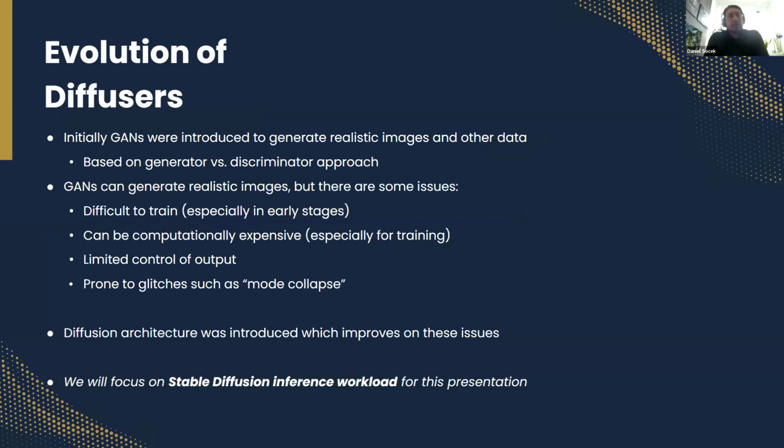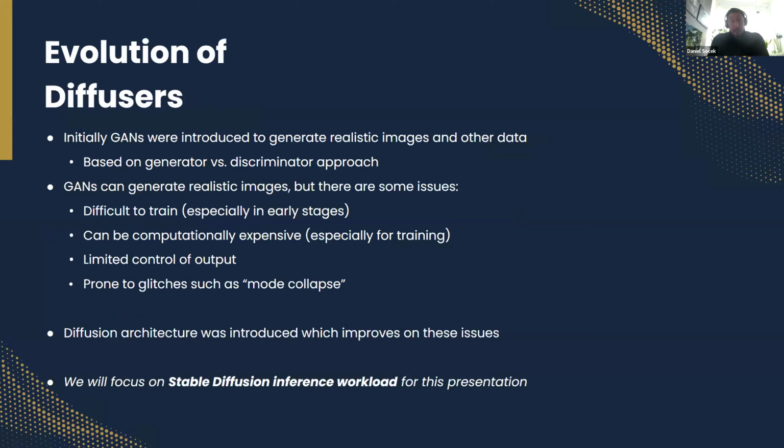Let's actually just take a step back and look at the evolution of diffusers. Before diffusers were introduced, there was an initial architecture used for generating images. Those architectures are referred to as GANs, which stands for generative adversarial networks. They were the first architecture used to generate realistic images and other generative data.